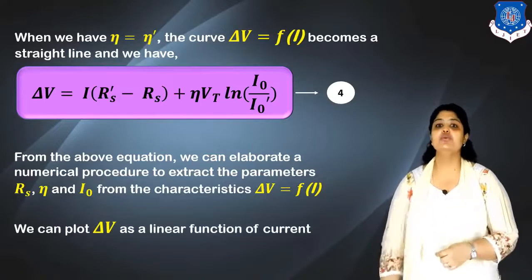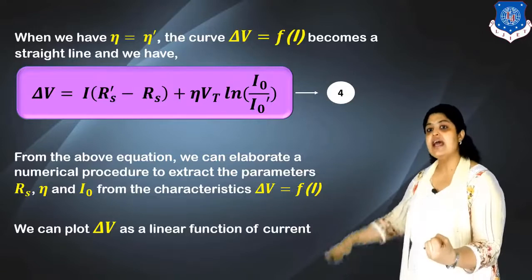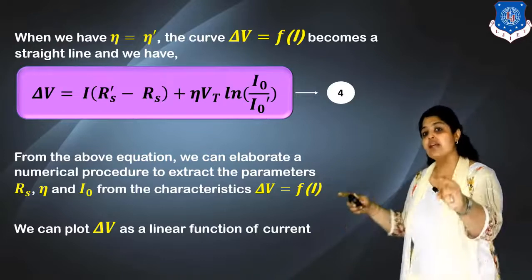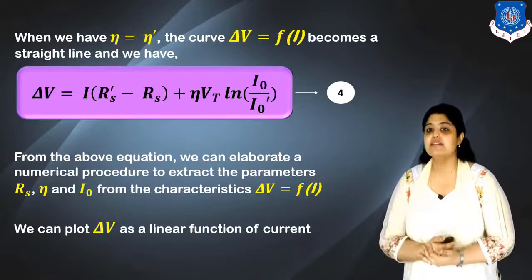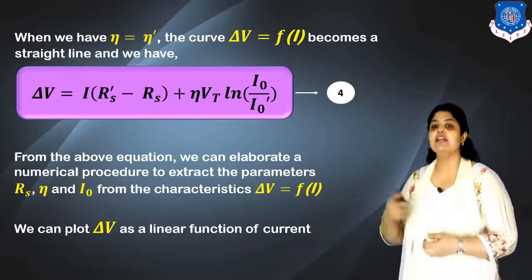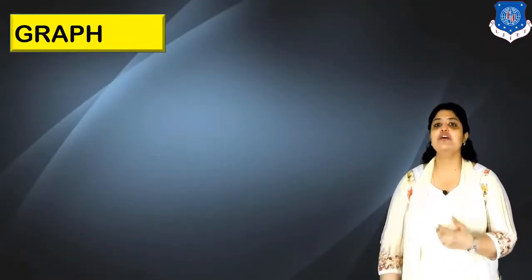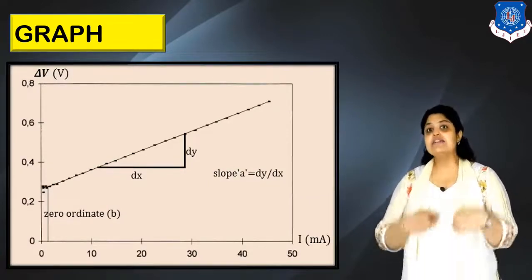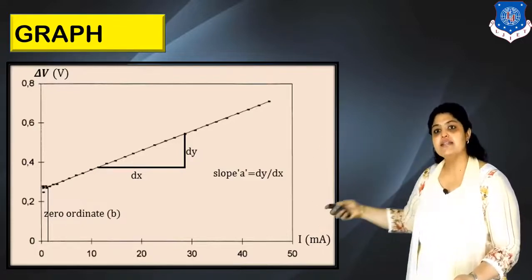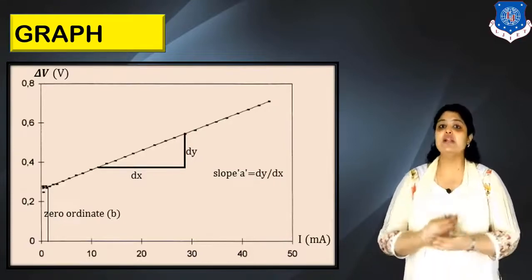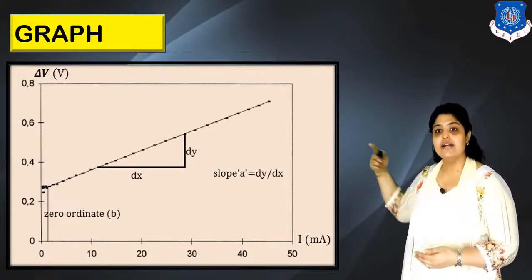So now let us move on to the graph wherein we are plotting delta V as a linear function of current. Why do we get a linear relationship? Because we have the equation which resembles y is equal to mx plus c, and y is equal to mx plus c denotes a straight line, and hence we write linear function of current. So now have a look at the graph of delta V as a function of I. Because we are plotting delta V as a function of I, we have delta V on the y-axis and current in milliamperes on the x-axis. Now we have just seen that the graph will be a straight line, so we have plotted a straight line.